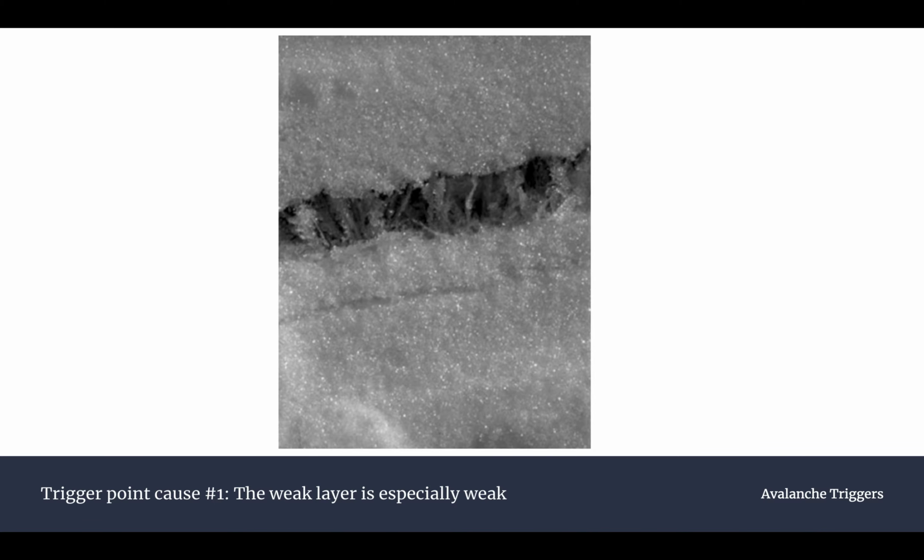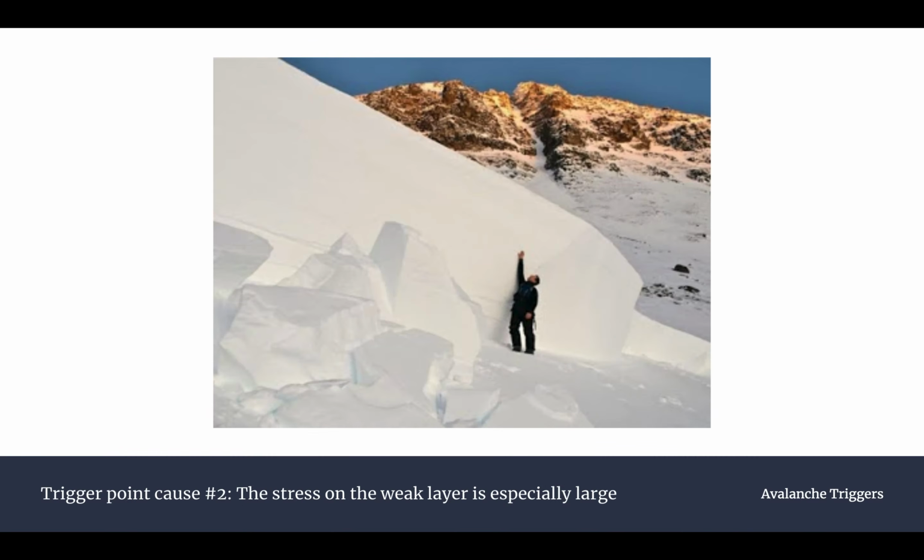Any weak layer that's extra susceptible to sliding has a lower pressure tolerance before it collapses. A second trigger point cause is that the stress on the weak layer is especially large. You can see here this particular avalanche, it was in Montana, and it slid on a weak layer. It wasn't because this weak layer was particularly weak, but because, as you can see with a 6-foot tall human for scale, the amount of snow that was resting on this weak layer was tremendous.